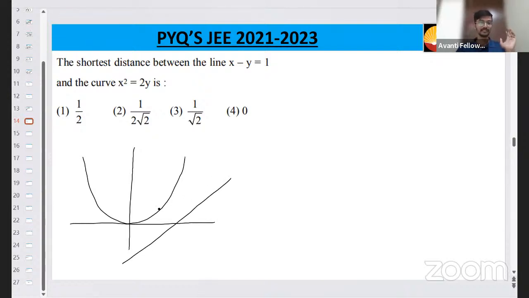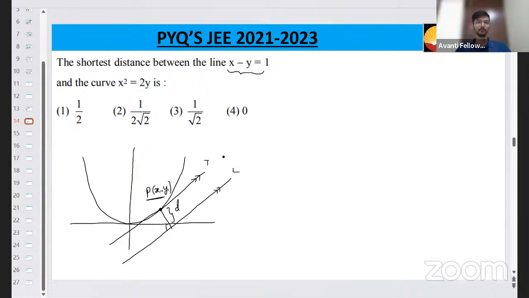So for the shortest distance, let's say we have a point P here, x1 comma y1. Now, for the shortest distance, the tangent drawn at point P should be parallel to the line L, which is given, x minus y equals 1. Right? So it's the same thing. We have to get the point P and we have to get the shortest distance. So how to get this shortest distance? For that, we'll use the perpendicular distance formula. So for that, we need point P.